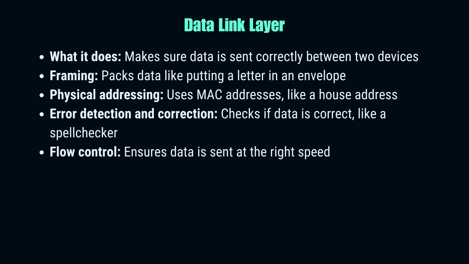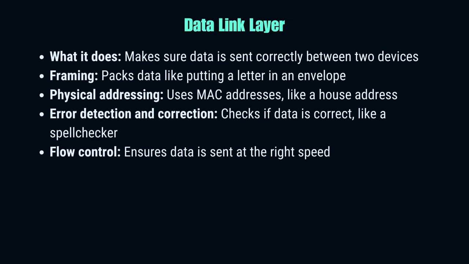We've seen how the physical layer transmits raw data. Now let's explore how the data link layer organizes and checks this data. The data link layer is the second layer in the OSI model. Its main job is to make sure data is delivered reliably between two directly connected devices. It's like a careful postal worker who ensures packages are correctly addressed and undamaged.